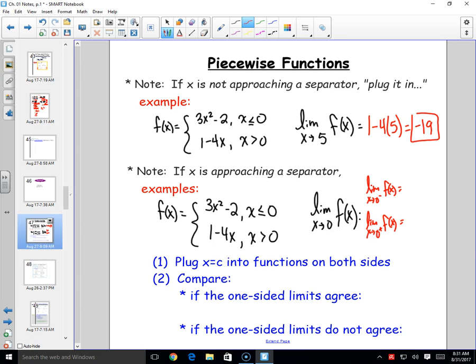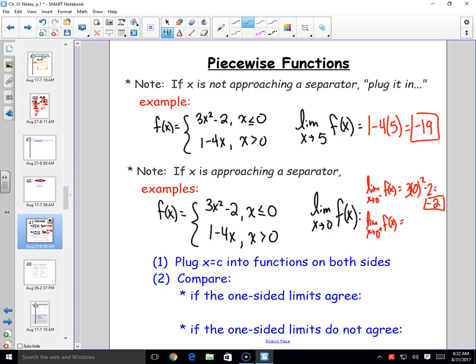Yeah, because think of something below 0, negative 0.1. Well, negative 0.1 is less than 0, so it's going to be in the first piece, right? So I'm going to plug 0 into the first piece. And what's 0 minus 2? So negative 2 is the one-sided limit from below, or from the left. You could say the left-handed limit.